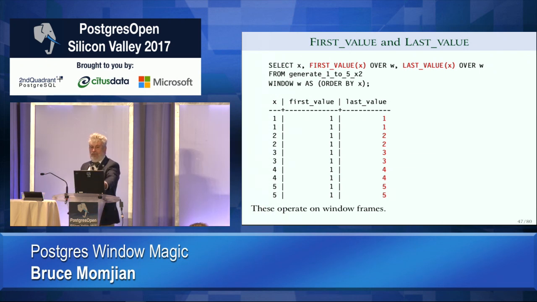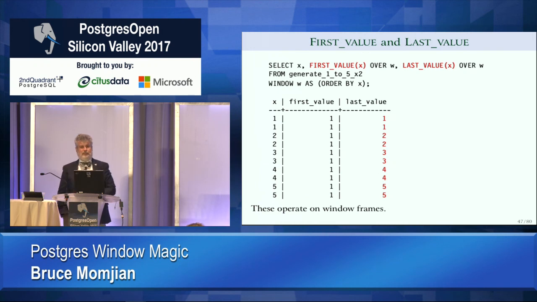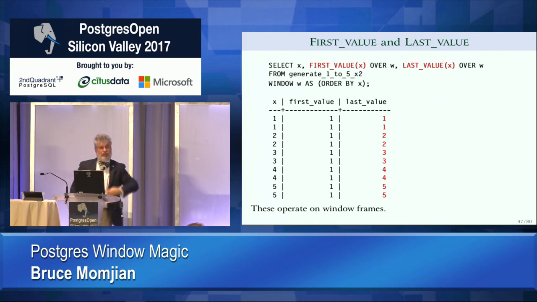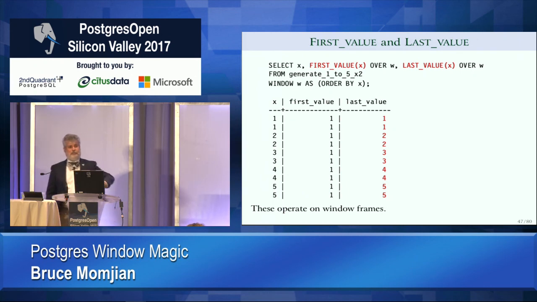Effectively, the first value in the frame, sorry, is always 1 because it goes at the beginning. The last value in the frame is always, well, we have an order by x, so it's technically the last peer matching value of the order by. Remember, now we're layering all this stuff back over top of each other. But that's what first value, last value does. It gives me the first value or the last value within my frame.